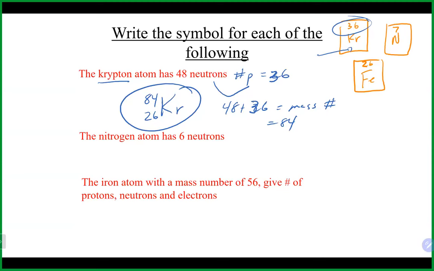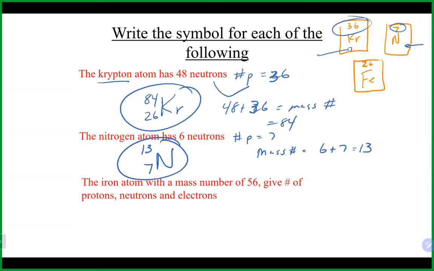Looking at nitrogen, once again, we would go to the periodic table if we weren't sure. And we could grab our 7, which is our atomic number, and also our symbol, bottom left. That's telling us once again here, that's going to be 7 protons. So our mass number for this guy will be 6 plus 7, which is 13. And that would go top left there.